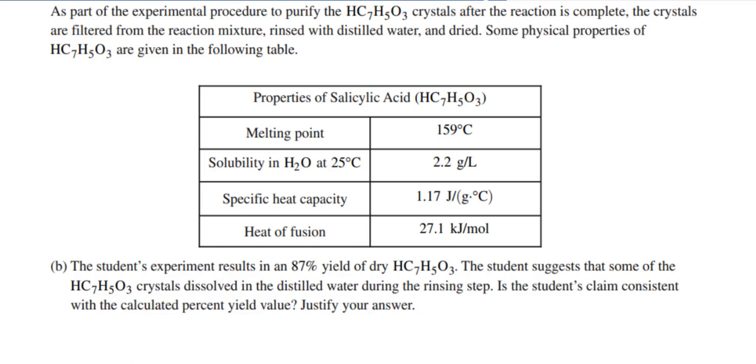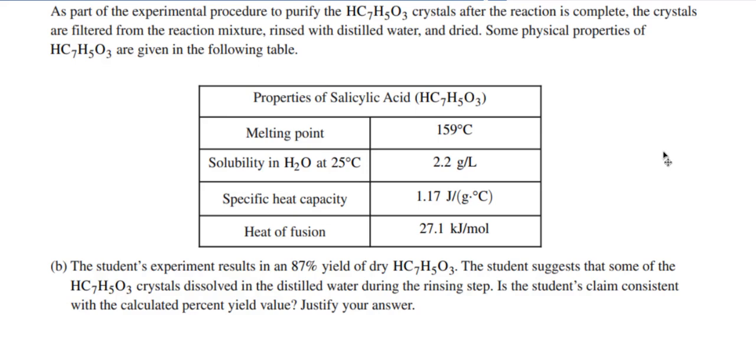Now you can see in this next problem, it says as a part of the experimental procedure to purify these crystals, the crystals are filtered, they're rinsed, and then they're dried. And they give us some properties of salicylic acid in this table. And they say the student's experimental results result in 87% yield of dry HC7H5O3. The student suggests that some of these crystals were dissolved in the distilled water during the rinsing step, is the student's claim. And is this correct? And so it says justify the answer.